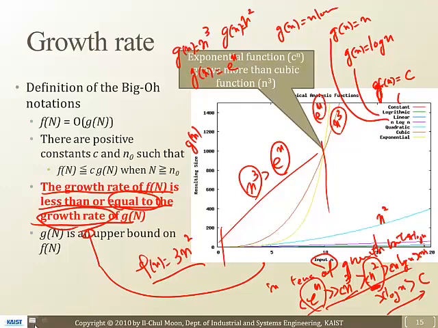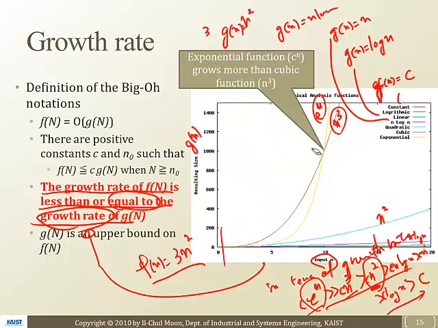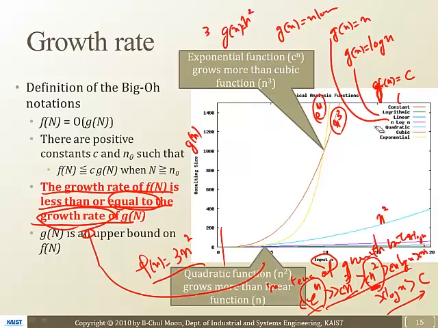So I'm going to erase it a little bit. I already explained this, but the exponential function grows more than cubic functions, right? So there is this kind of overtake of the exponential function over the cubic function. And also quadratic functions grow more than linear functions at a certain point, right?